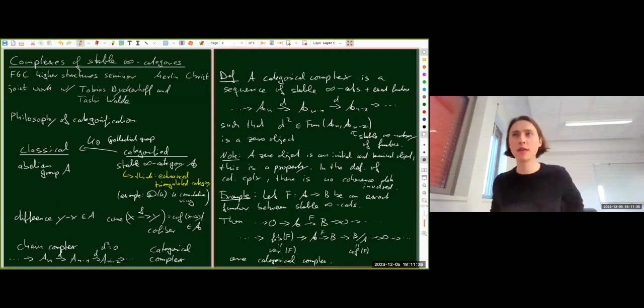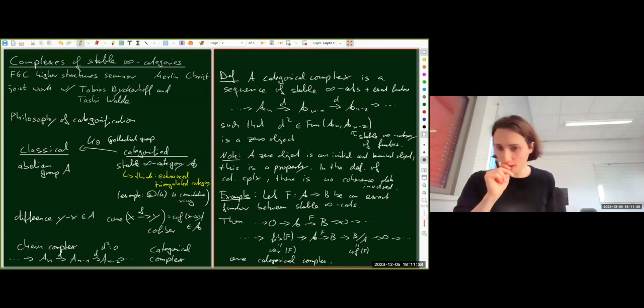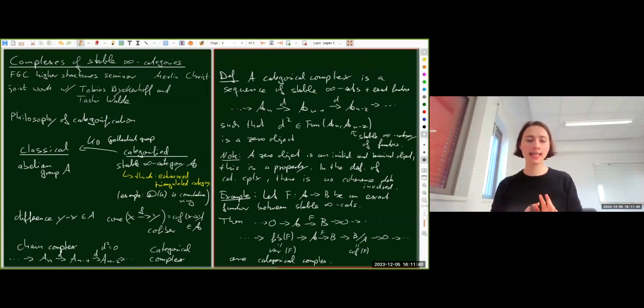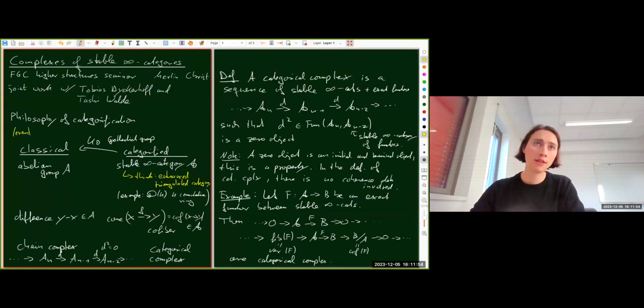Now you could ask why do we want to study this concept, or what's the motivation for defining this? There are interesting examples which one can study. That's maybe one answer. And another answer would be that the eventual goal would be to categorify homological algebra.